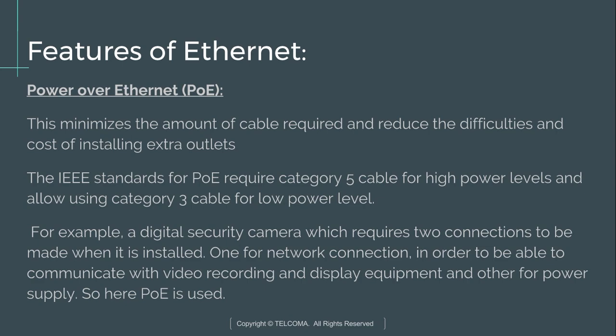The IEEE standard for PoE requires category 5 cable for high power levels and allows using category 3 cable for low power levels. For example, a digital security camera requires two connections to be made when it is installed, one for network connection in order to communicate with video recording and display equipment, and the other for the power supply. Here we use PoE to provide both connections to the digital security camera.